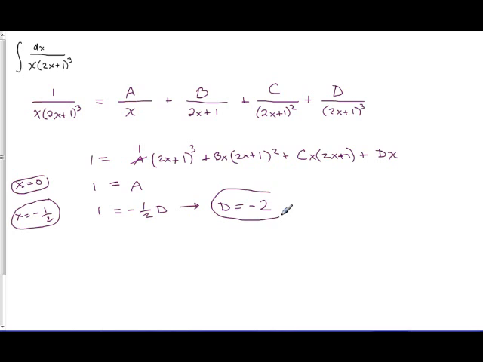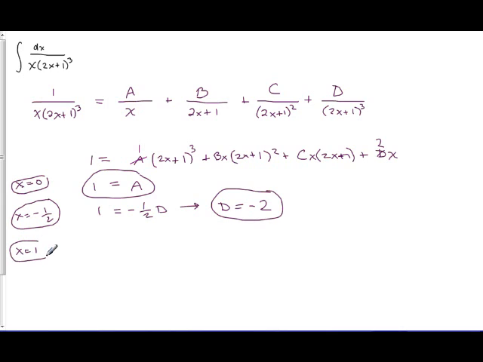So I get a equal 1, d equal 2, and so I can write that d as a 2 now, right? Okay, and notice there's nothing else we can plug in to zero out everything, so we're just going to plug in some simple points. So let's just try x equals 1, right?